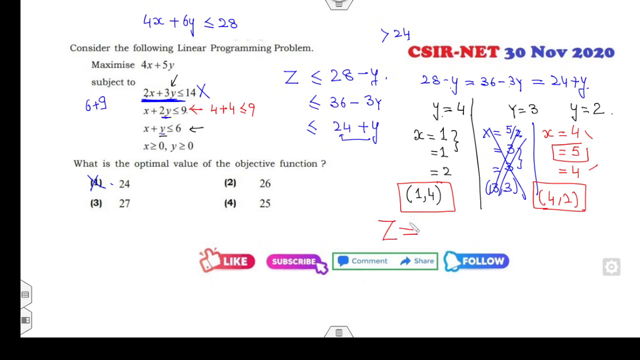Can you find the value of z corresponding to the 1 comma 4? So it's 4 plus 20, 24. Fine. Or corresponding to this case, 4 comma 2 is 16 plus 10, 26. The maximum answer will be 26, which is the right answer of the problem.